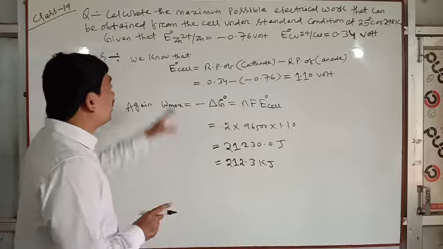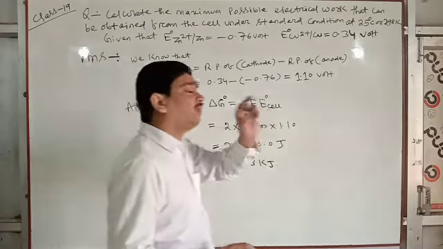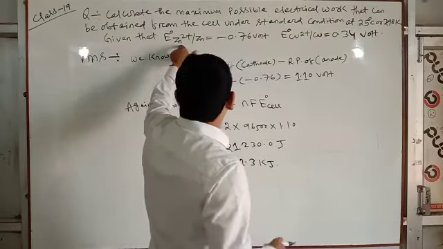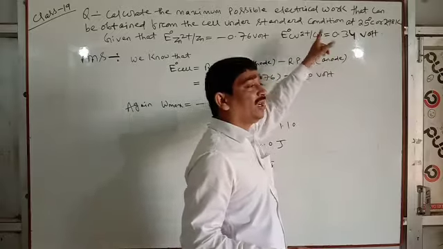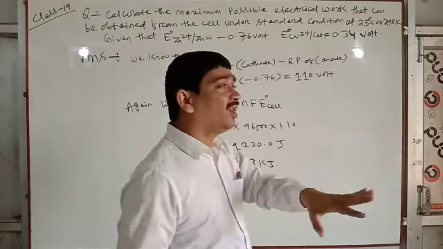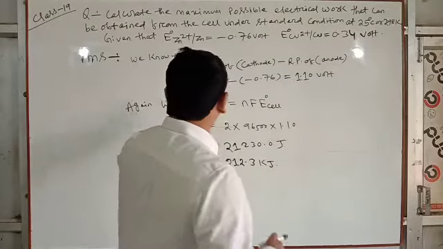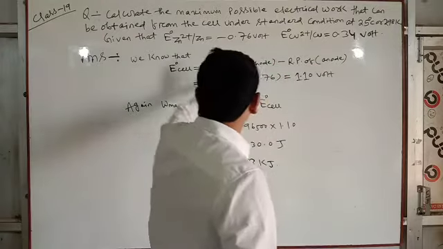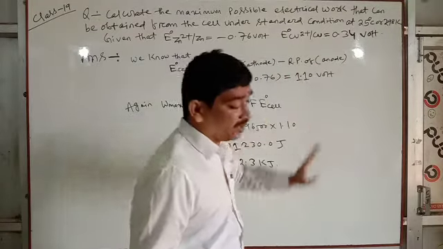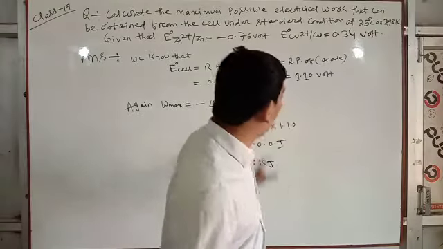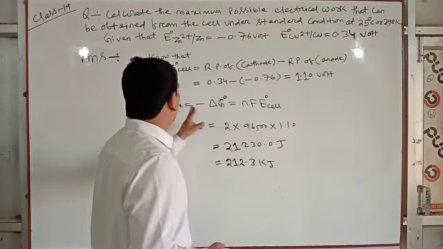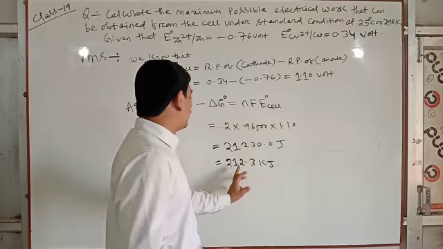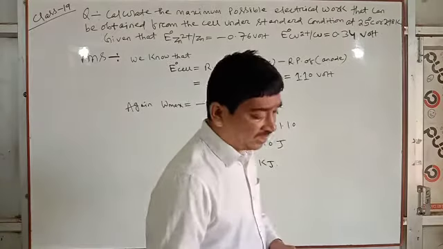This is the answer. So first we calculate E naught cell; the formula was already discussed previously. If both are reductions, Zn2+ to Zn and Cu2+ to Cu, then the higher value is the cathode and the lower value is the anode. Reduction potential of cathode minus reduction potential of anode, 0.34 minus 0.76, 1.10. Then Wmax equal to minus delta G naught equal to nF E naught cell, 2 into 96500 coulomb into 1.10, which is 212.3 kilojoule. That is the answer. Clear?